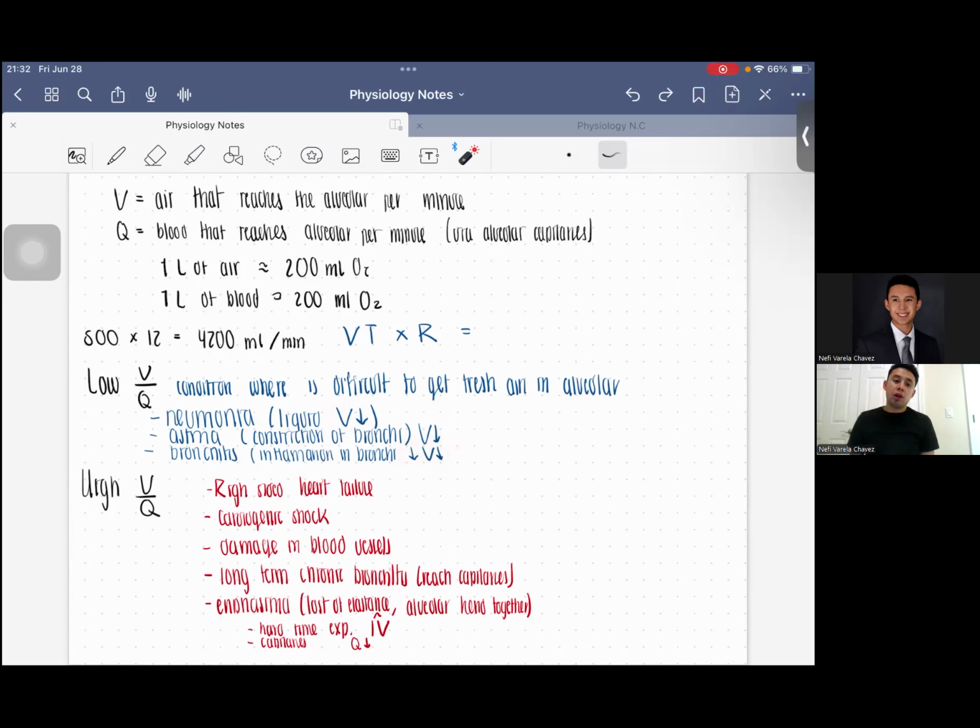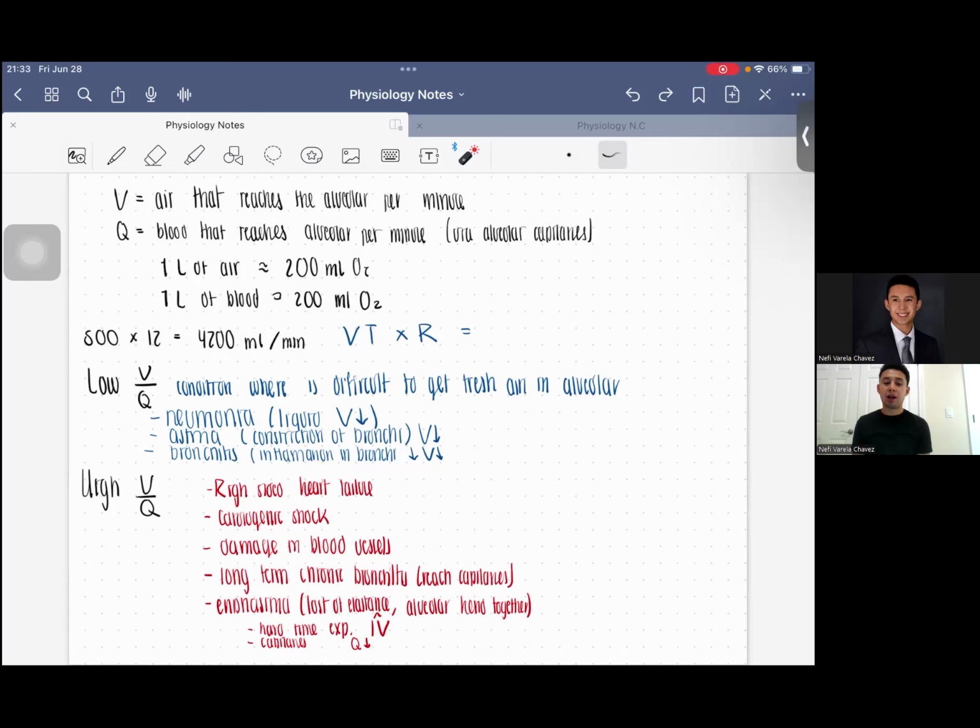Now, to reduce the amount of blood that reaches the alveoli per minute, there are going to be several pathologies. I'm just going to describe them. They're really predictable to understand, to know what's going to happen. The first one is right-sided heart failure. The other one is cardiogenic shock. Another one is damage in a blood vessel. The other one is long-term chronic bronchitis, to the point that it reaches the capillary, creating some damage in the capillary.